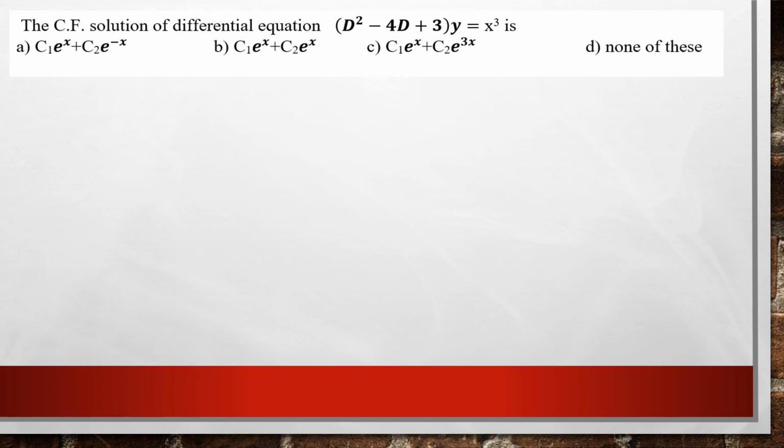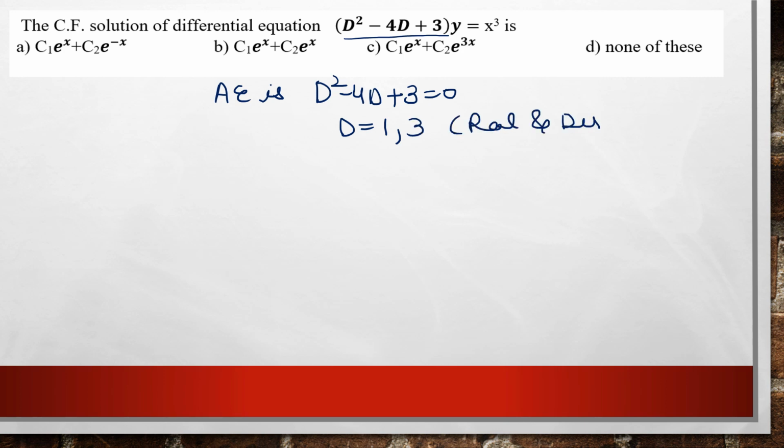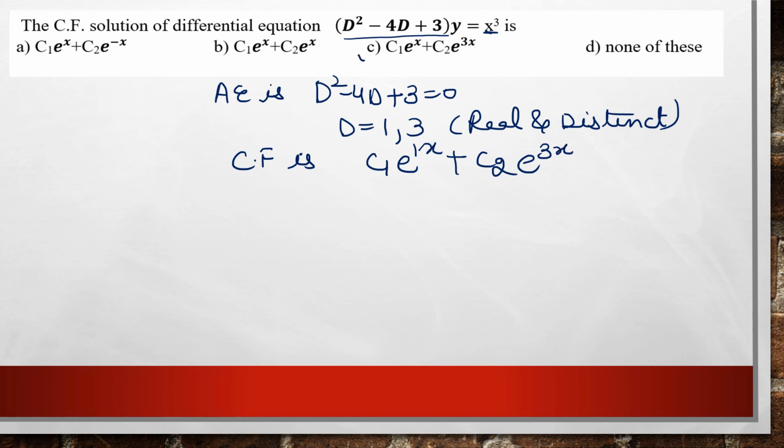Next question is about the complementary function or complementary solution of this equation. One method is the direct method: what is the auxiliary equation? That is D square minus 4D plus 3 equal to 0. Find the roots. The roots are 1 and 3, which are real and distinct. For real and distinct roots, how do we write the complementary function? The complementary function is c1 e power 1 into x, x being the independent variable, plus c2 e power 3 into x. So option C is correct.